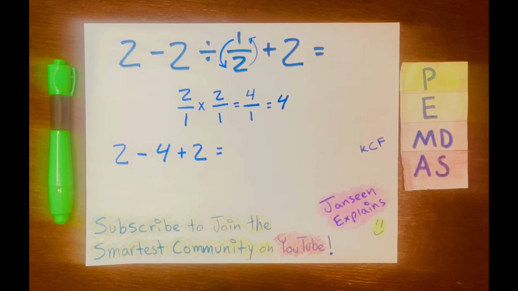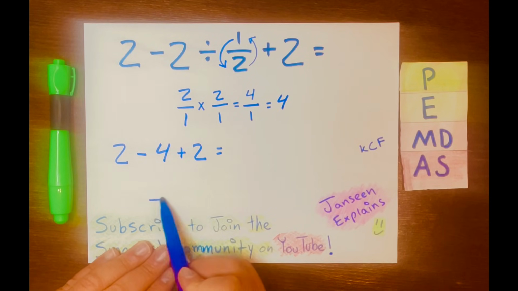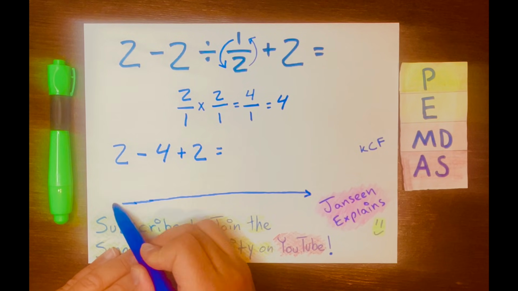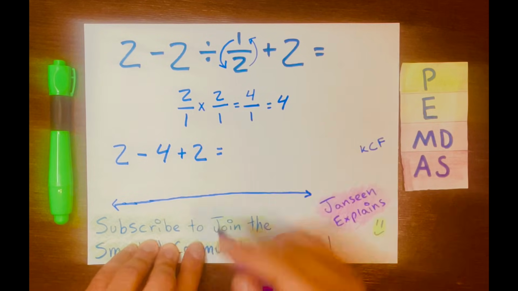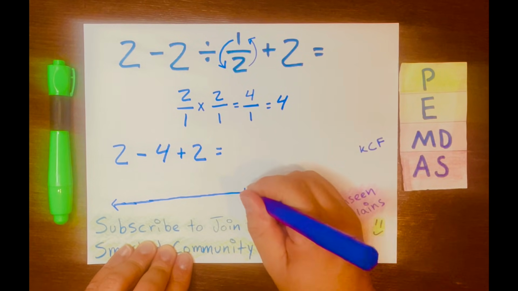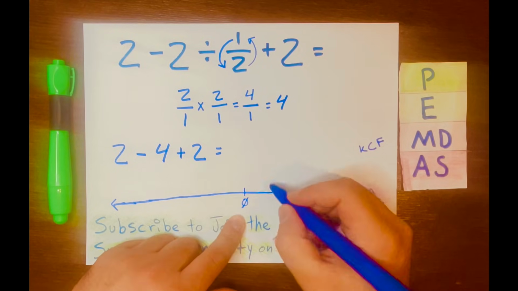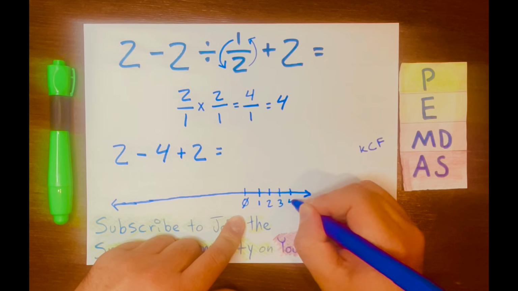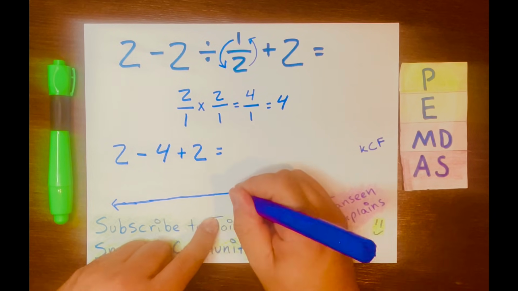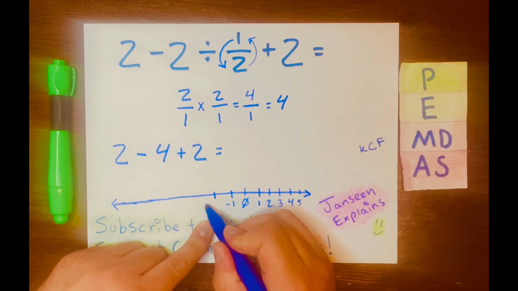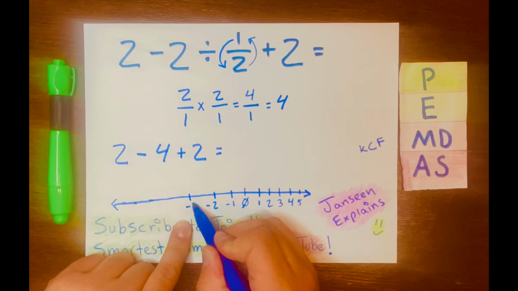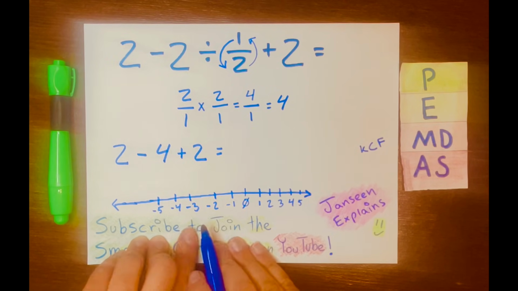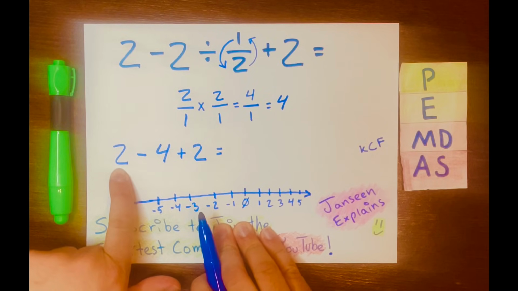Now, to make the math easy, let's draw a number line. Make the math fun and easy, like that. There, that's a number line. And let's bring the 0 over here. And so let's write 1, 2, 3, 4, and 5, -1, -2, -3, -4, -5. All right, so we start at 2.